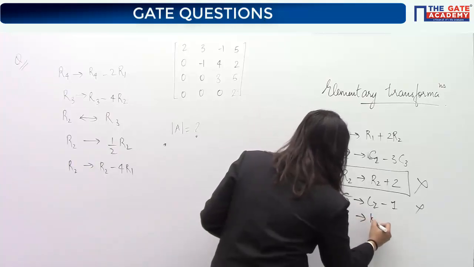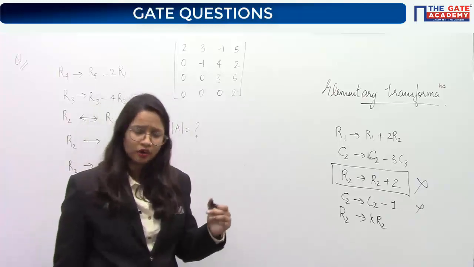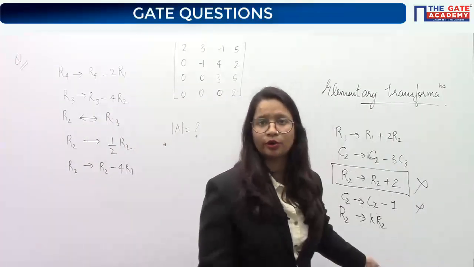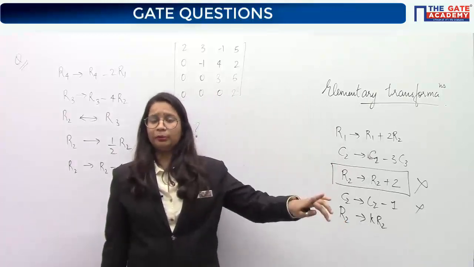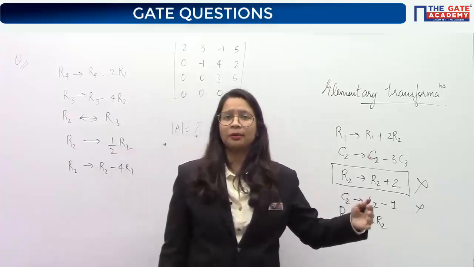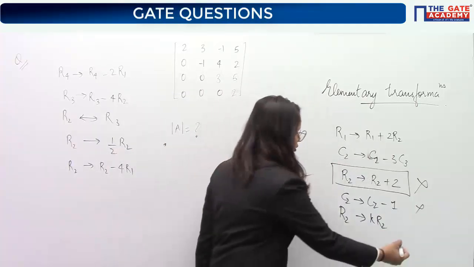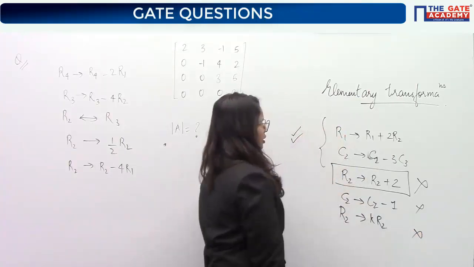Will an operation like k times R2 be an elementary transformation? Obviously not. If you multiply every element of a particular row by some scalar k, you have seen that the determinant will also be multiplied by the same factor. That was the property. So these three are not elementary transformations, while these two are elementary transformations.